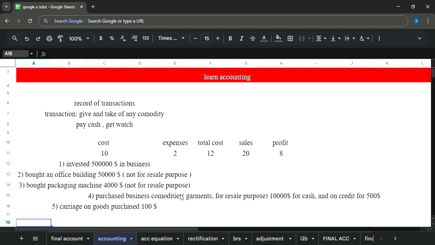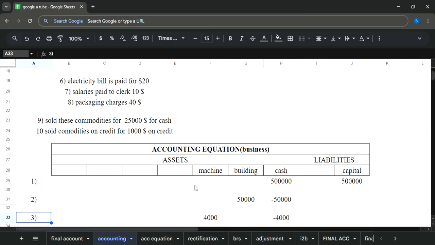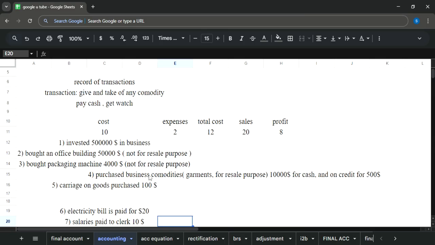These commodities, although by nature different from the office building and packaging machine. And what is the difference? Building and machine were purchased not for resale purpose, and these business commodities are purchased for sale purpose. Look here, for sale purpose. So by nature they are different, but actually the transaction is the same. Here commodities or goods you may write, or stock can also be written. So in this transaction we have bought commodities for $10,000.